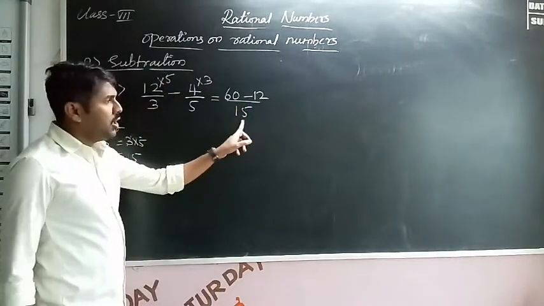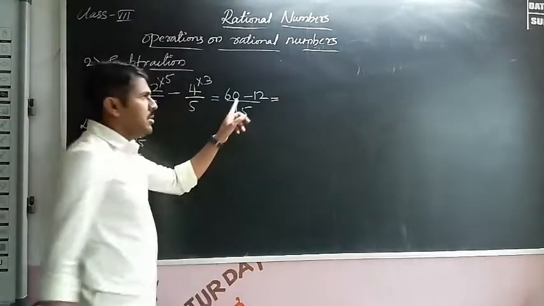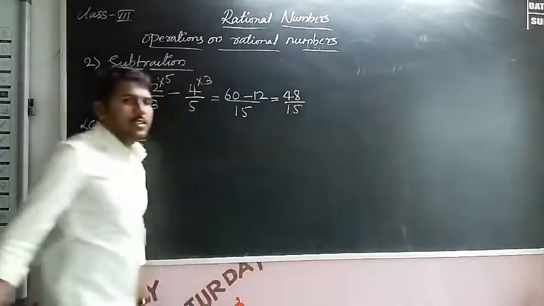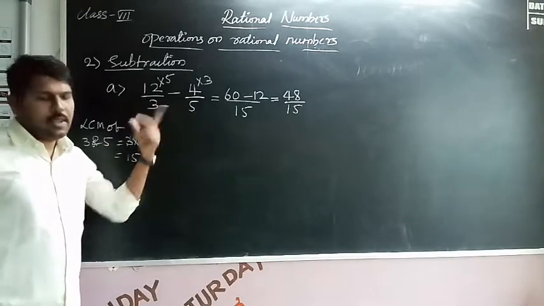So now the denominator is 15. Only subtract the numerators. What will we get as the answer? 60 minus 12, 48 by 15. So this is the first one, subtraction. Just make the denominator the same. So take another one.